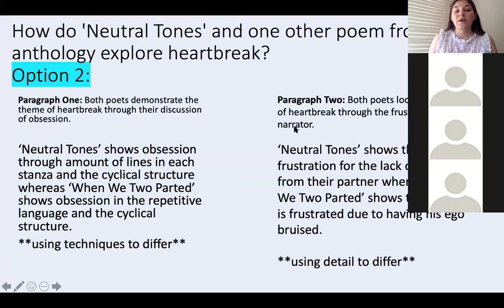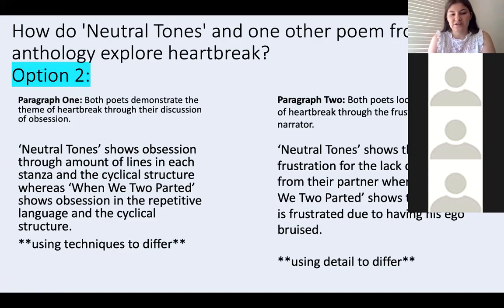Right, so where do we go from there? Well, once we have a topic sentence, now our next task is to find how the two poems used that sub-theme of obsession or of frustration differently. So how do they portray it differently? How do they use it differently? What techniques do they use that are different? Because of course, in comparing, we don't just want to say what is the same about them. So again, we have two options, okay? These are the two different options.